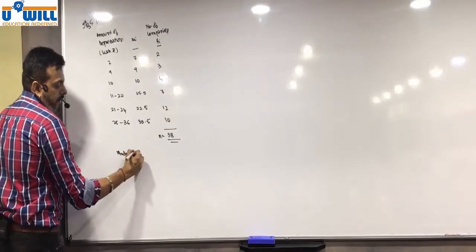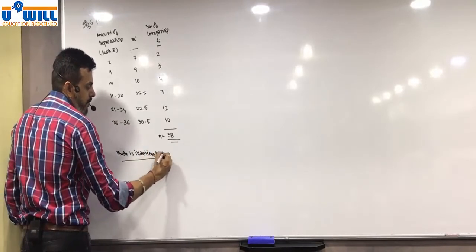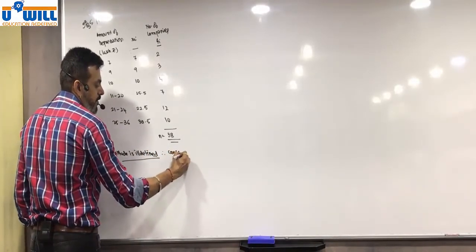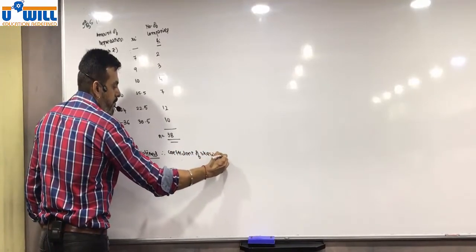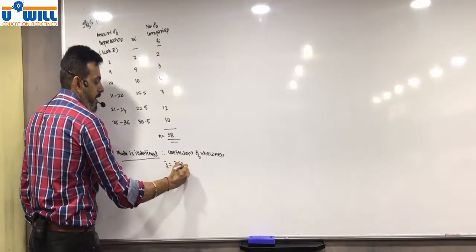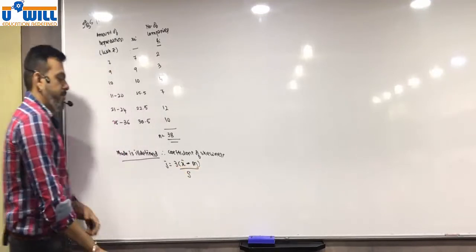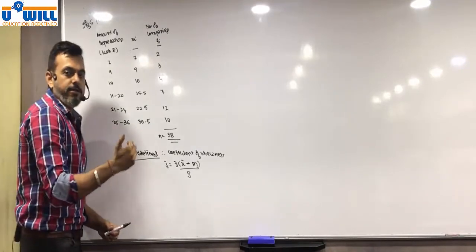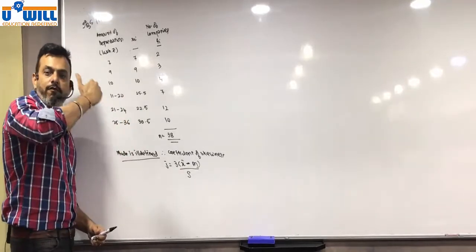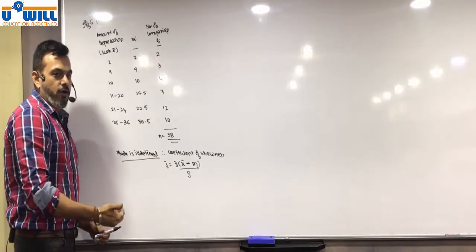Mode is ill-defined. Therefore, coefficient of skewness J is equal to 3 times x bar minus M upon S. Shortcut use करते, that will be better. Okay, because if you go for direct method, the problem is फ्रैक्शन में आया ना तो फिर वो फ्रैक्शन का भी तुम्हें स्क्वायर करना पड़ता है, समझ में आया? तो बेटर वी गो फॉर शॉर्टकट मेथड.